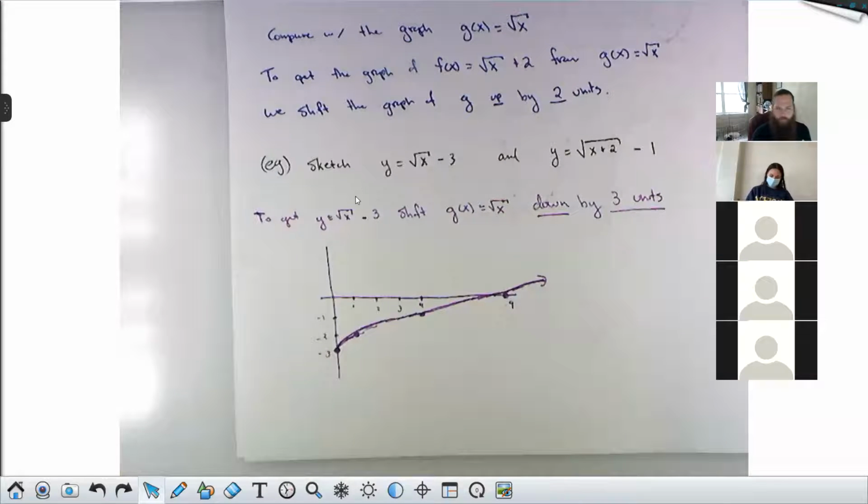And again, it can be thought of intuitively. The vertical shifts are actually quite intuitive because you've got y equals the square root of x minus 3. Well, that minus 3 just says subtract 3 from all the y values on the square root of x graph.